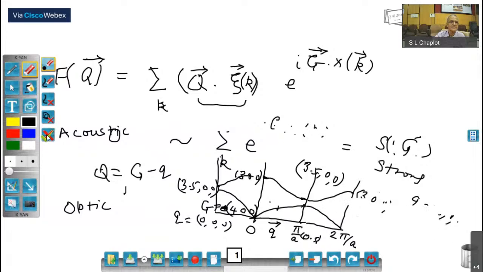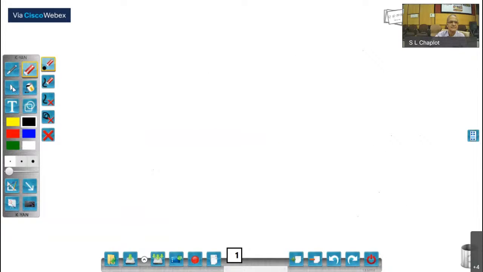Let me just... okay. One more simple thing that one can mention. See this structure factor again. Oh, sorry, I did something wrong.